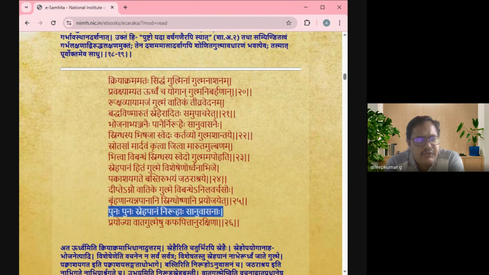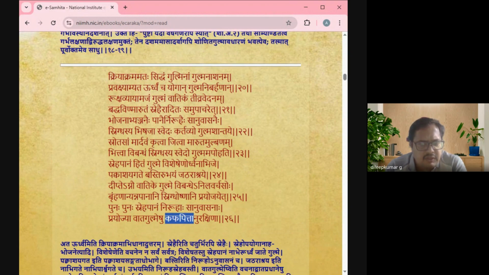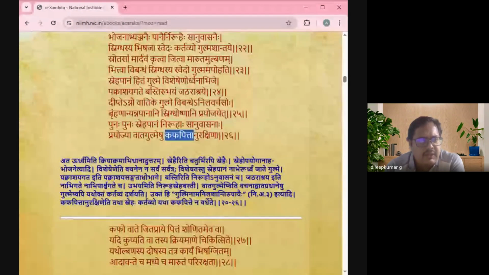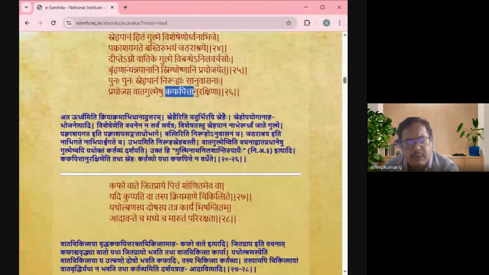Punaha Punaha treatment should be carried out. So Punaha Punaha Snehapanam, Niruha, Anuvasana, that is the main line of treatment for Vataja Gulma. Prayoja Vata Gulmeshu Kapha Pitta Anurakshana. Because you are giving Puna Puna Snehapana, Puna Puna Anuvasana, Virechana, etc., you should also simultaneously protect Kapha and Pitta. Kapha and pitta should not go out of control, so you should give puna puna treatment considering kapha and pitta. That is the line of treatment for vataja gulma.